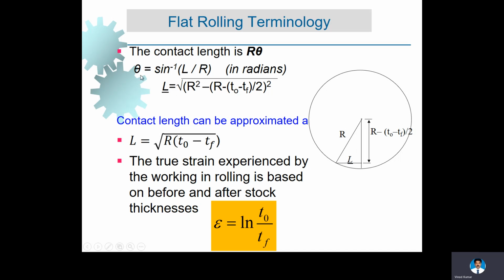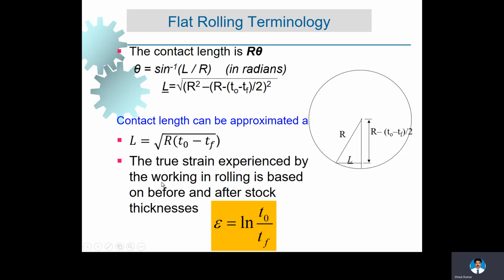So using this, we can find theta equal to sine inverse L over R, and L is the square root of R square minus (R minus (T naught minus Tf) divided by 2) the whole square. This equation can be approximated as contact length. The length of contact between the roller and the workpiece, or the specimen, is the square root of R, the radius of the roller, times (T naught, initial thickness, minus Tf, final thickness).